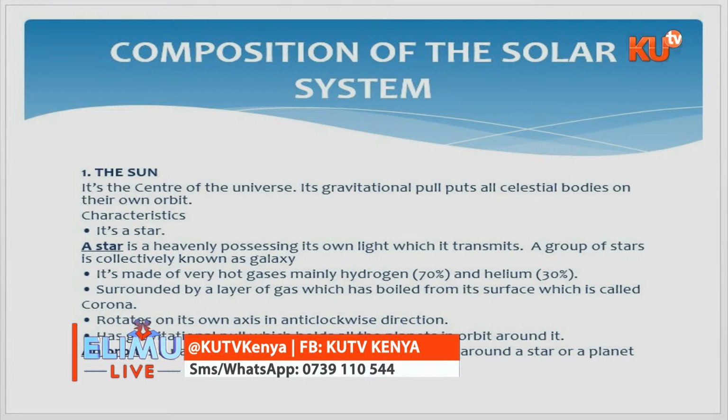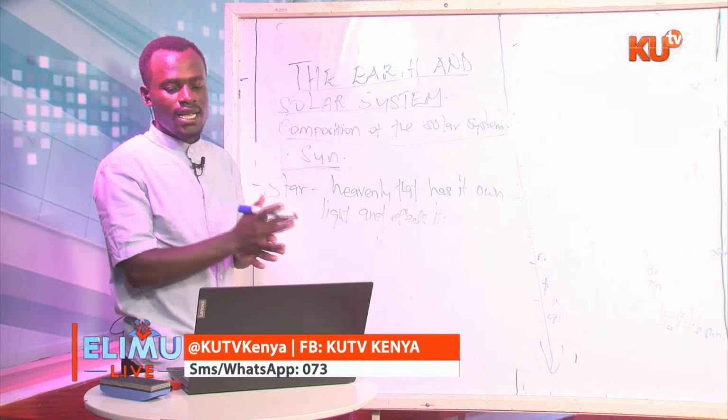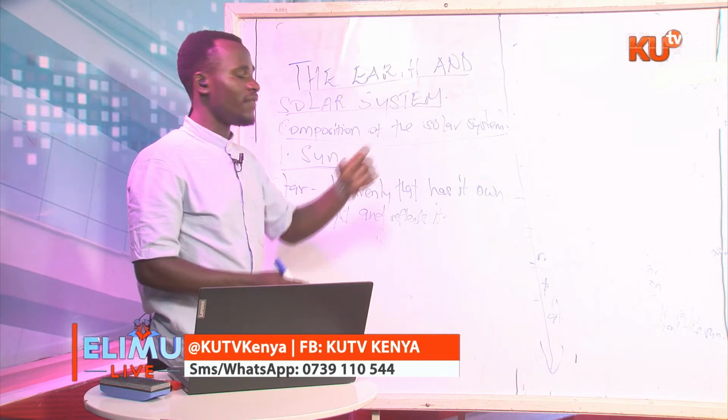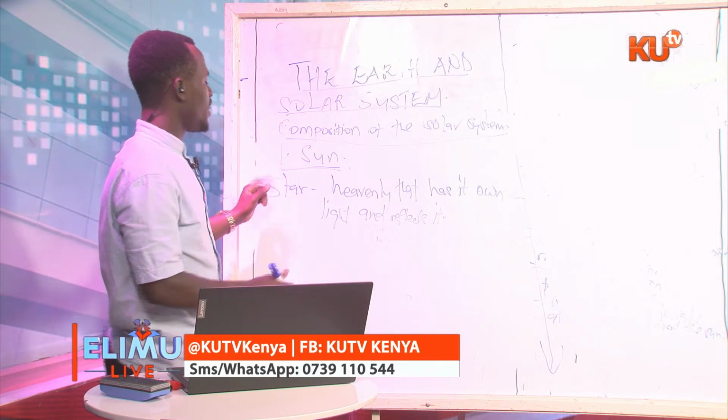It is a heavenly body that does what? That has its own light, and it reflects its own light. It is a heavenly body that possesses its own light and reflects it. So the first characteristic of the sun is it is a star.